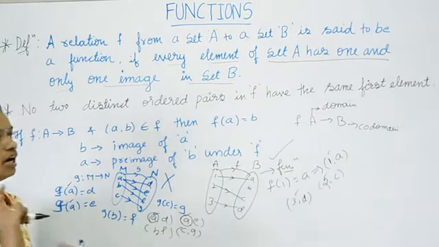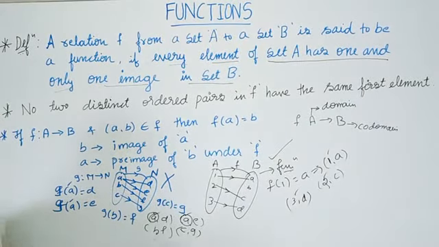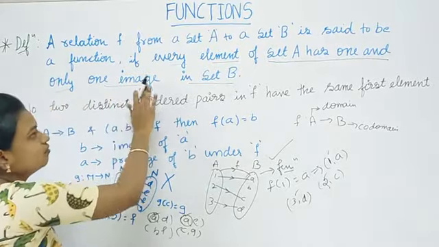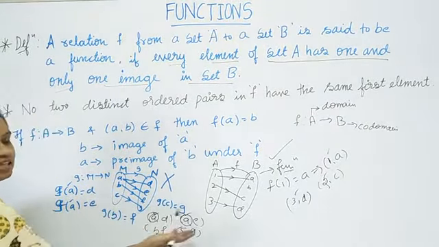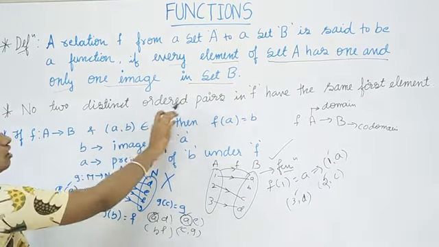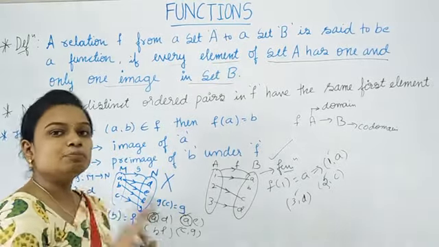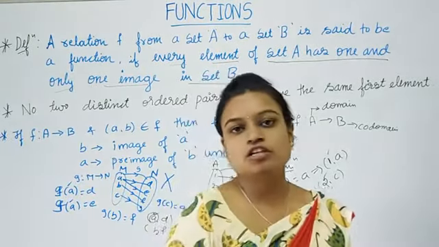So to check whether it is a function, there are two ways. A relation is said to be a function if every element of set A has one and only one image in set B, that is one definition. If the relation is like this, no two distinct ordered pairs in F have the same first element, the first element should not repeat, then we say that the given relation is a function.